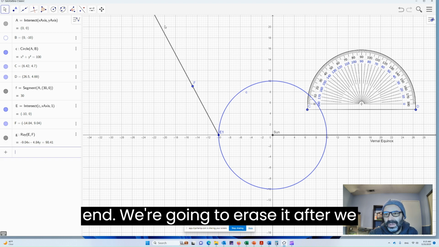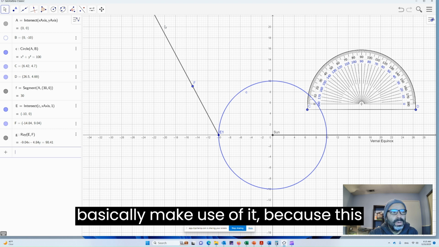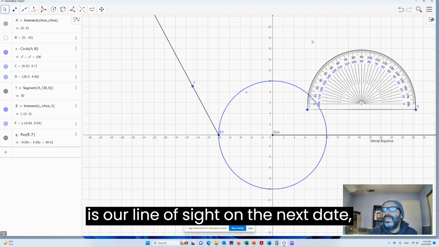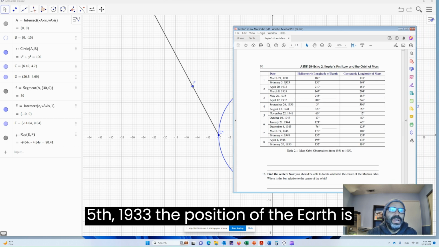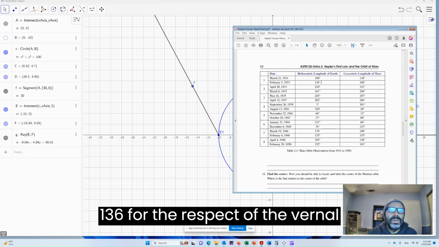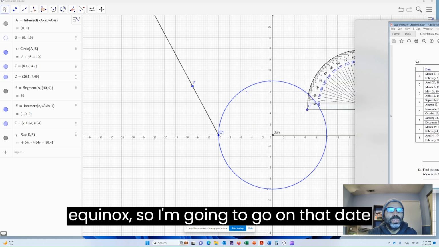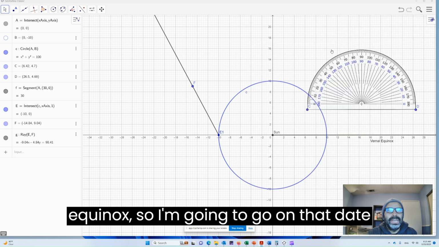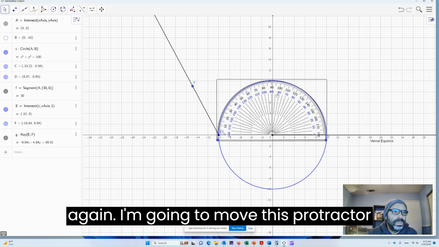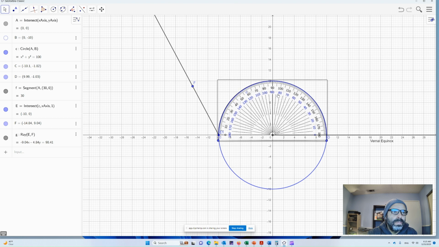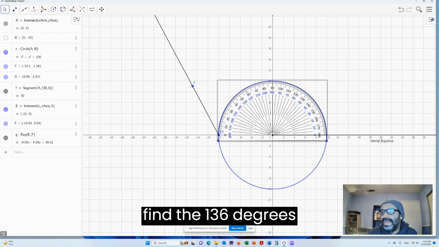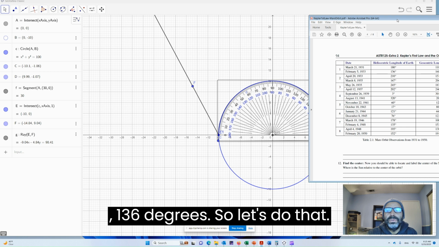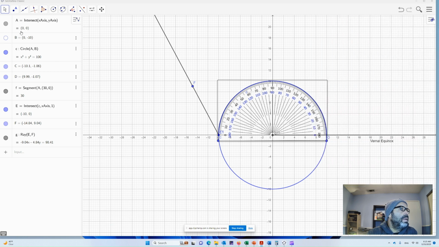At the end, we're going to erase it after we basically make use of it, because this is our line of sight. On the next date, which is February 5th, 1933, the position of the Earth is 136 degrees with respect to the vernal equinox. So I'm going to go on that date. Again, I'm going to move this protractor on the sun, centered on the sun, and find 136 degrees. So let's do that.